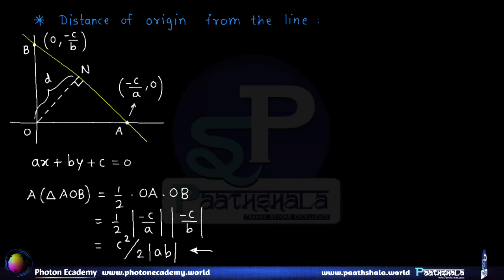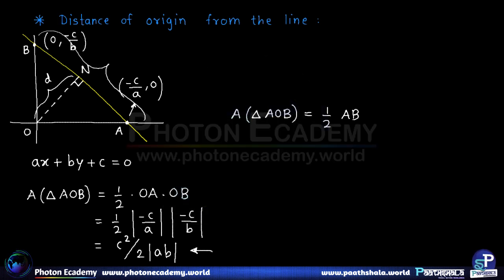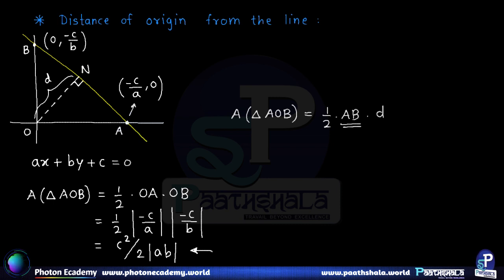Now we can write the area of the triangle in a different way also. That is, we can write area of triangle AOB as, if we consider AB as the base, you see this distance AB as the base, then ON becomes the height, correct? So therefore we can write half AB into, let us write it as D, which is what we want to find out. Okay, now let us get an expression for AB, and to get AB we can use the distance formula for points A and B.